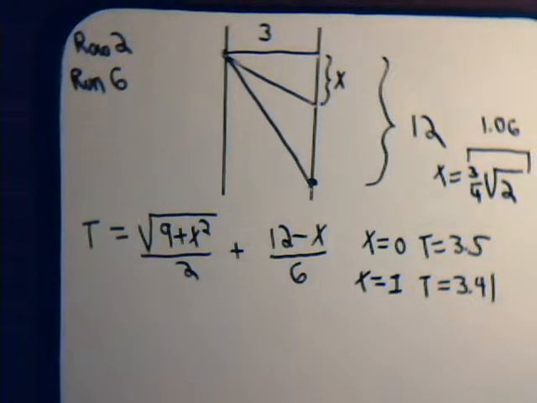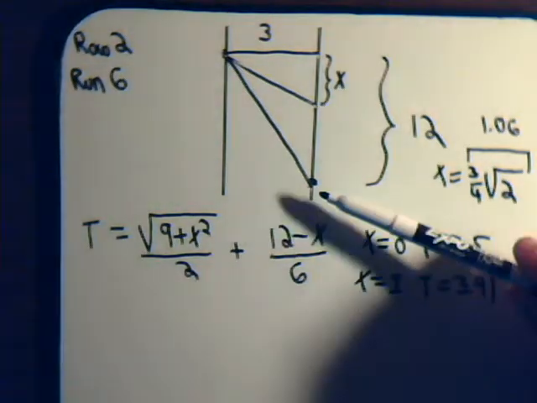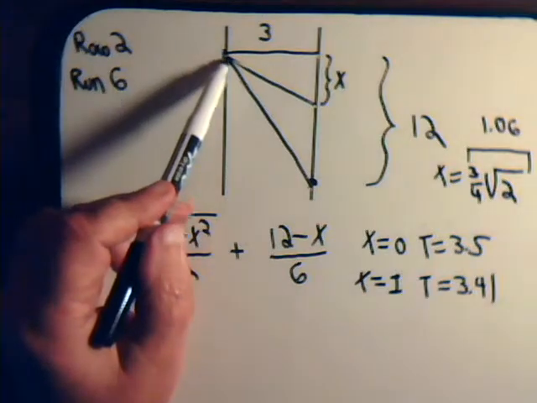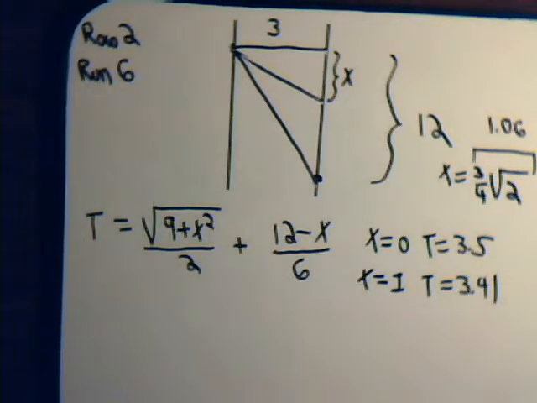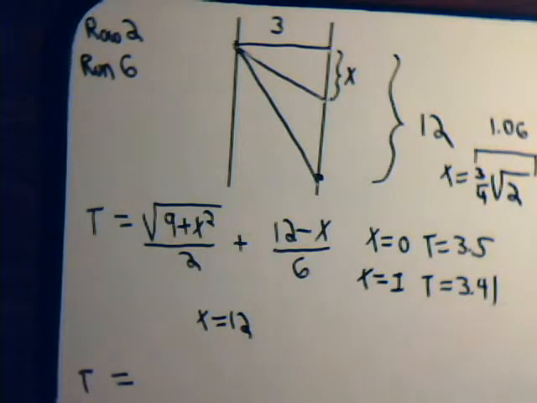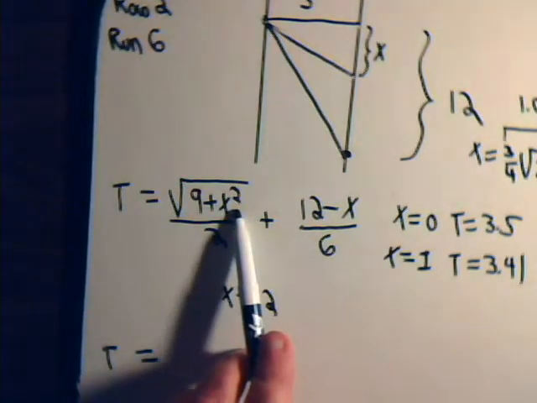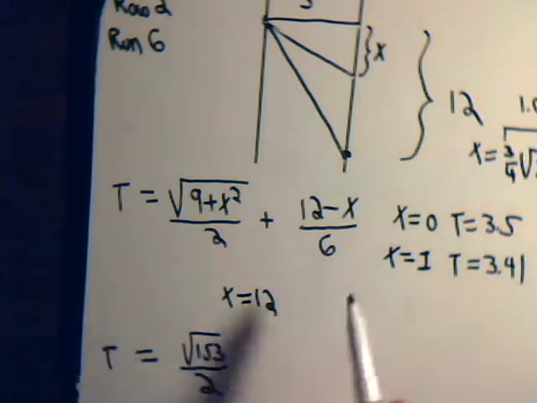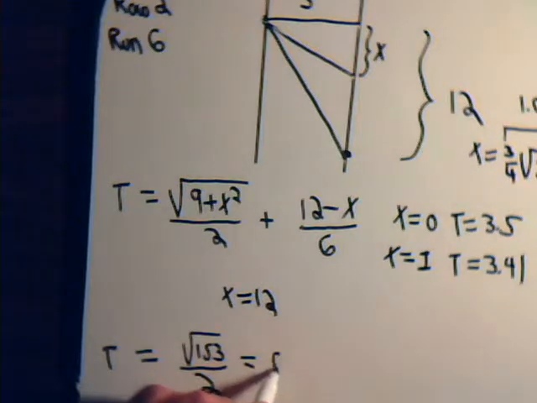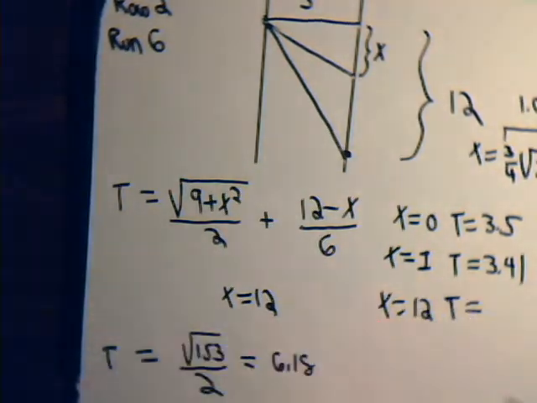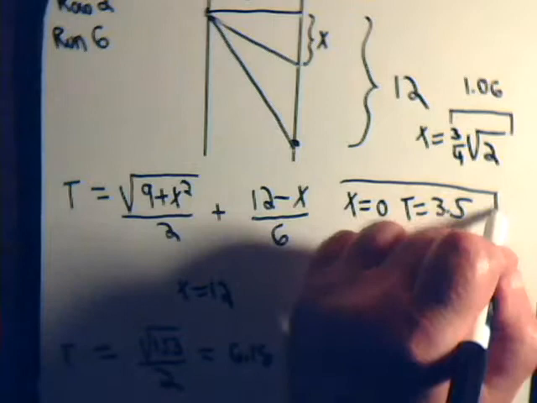Now the other extreme value that x can have is 12. When x equals 12, that means the distance here is going to be 12 minus 12, which is 0, meaning that we're just rowing all the way across to this point. And how much time does that take? So x equals 12, t will equal the square root of 144 plus 9, that's the square root of 153, divided by 2 plus 0, and that's about 6.18. So when x equals 12, time equals 6.18.